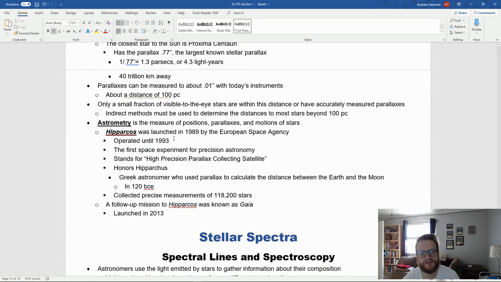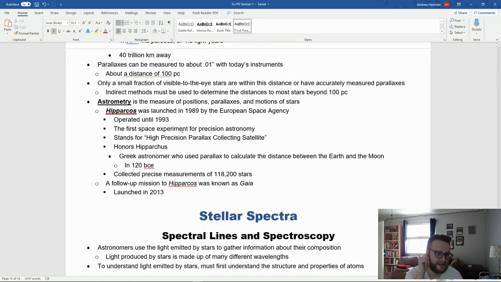So only a small fraction of visible to the eye stars are within this distance or have accurately measured parallaxes, and so because of that, we have to create indirect methods to determine the distances to most stars beyond 100 parsecs. So, this only covers a very small amount of stars, but it does cover a decent chunk of stars. But there are, as we said, 10 to the 21 stars out there, at least in the observable universe.